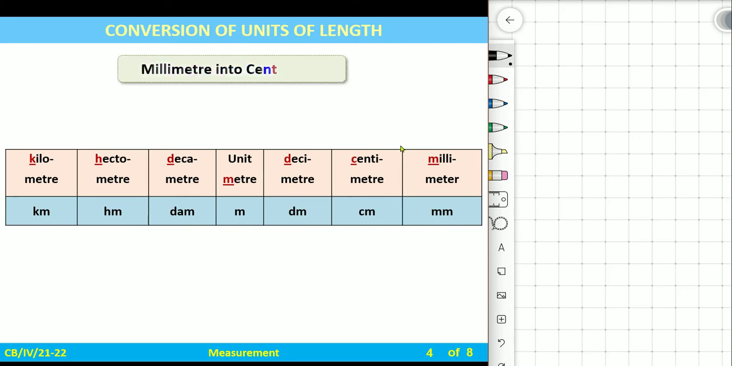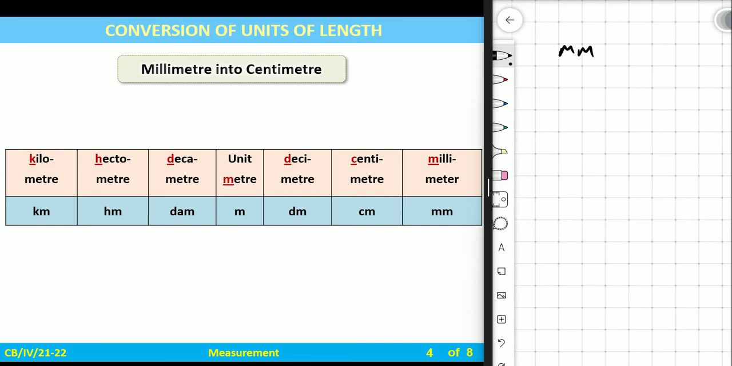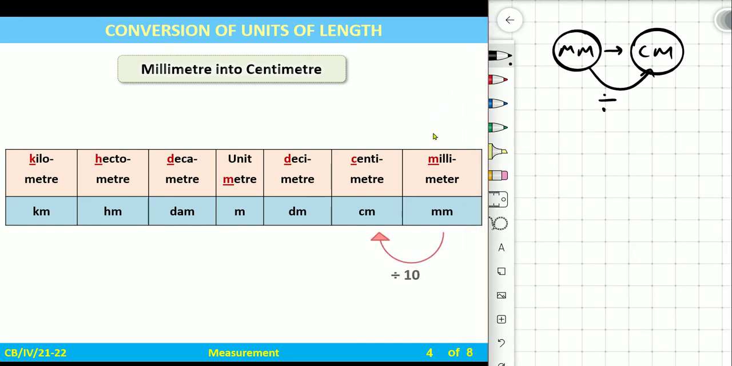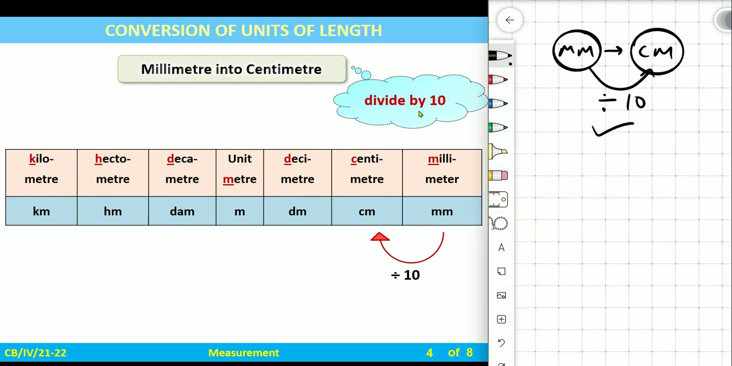Millimeter into centimeter. Let's check how to convert millimeter to centimeter. This is the smaller unit, this is the bigger unit. Going from a smaller unit to a bigger unit, you must use division. Then there is one step, so divide by 10. It is correct. Let's check some examples.